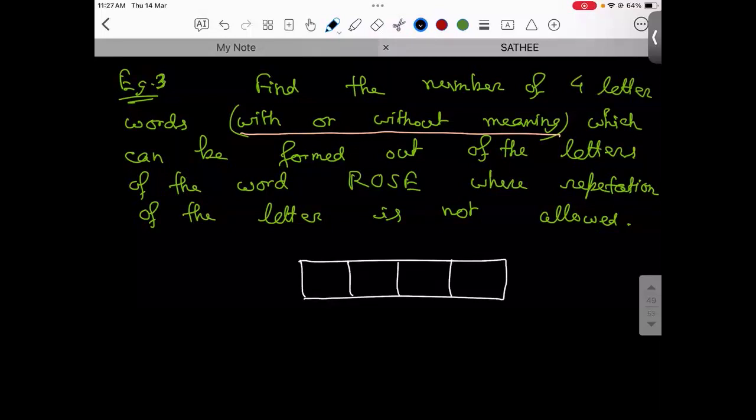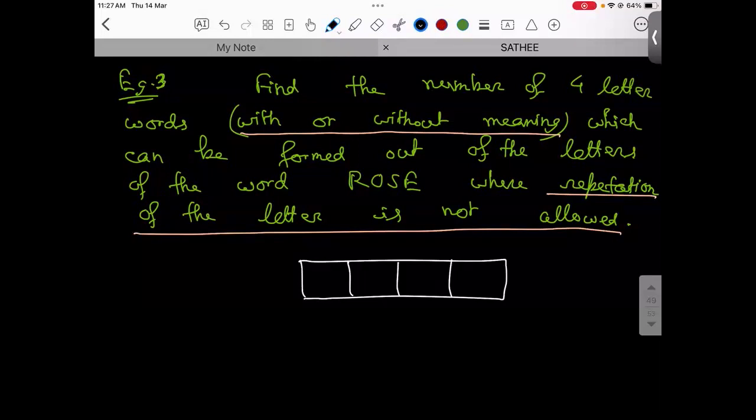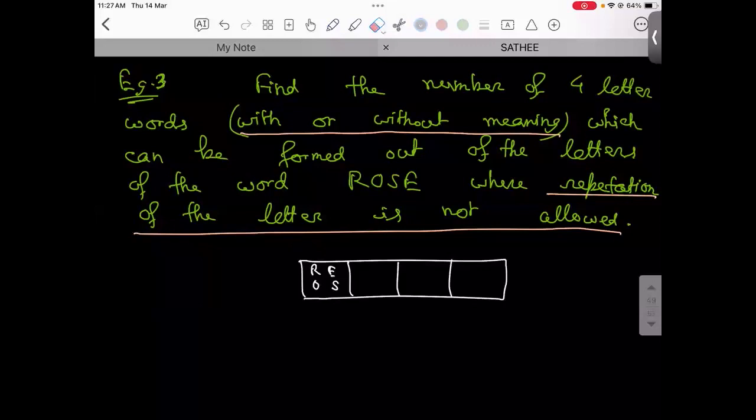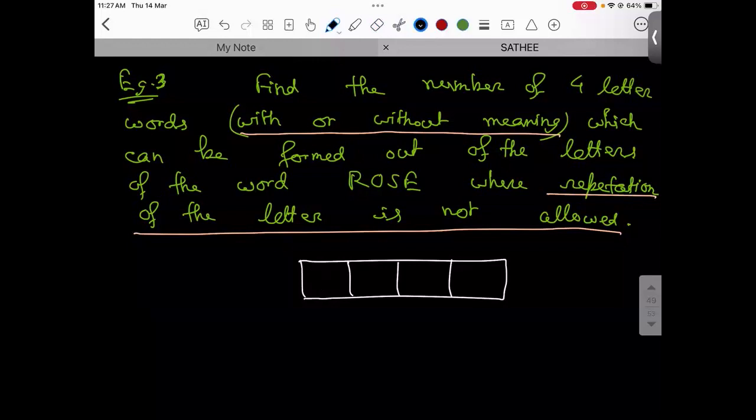Now here one thing extra has been added, that is, repetition of the letters is not allowed. So for this first box, I have four choices: R, O, E, S. Right? I can put any one of those four letters. So the number of choices is four.